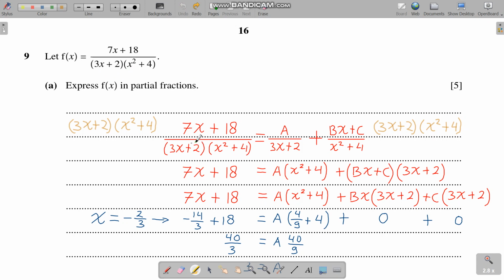We have to identify the forms we have to use here. Because of the 3x plus 2, we have to use a constant divided by 3x plus 2, and because of this unfactorizable quadratic, we have to use something linear, so bx plus c divided by x squared plus 4.